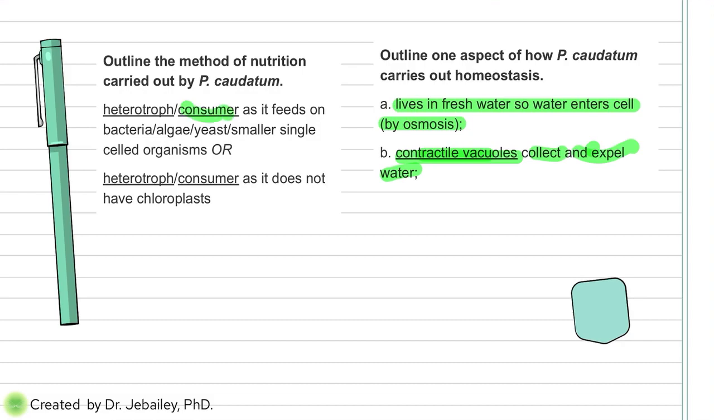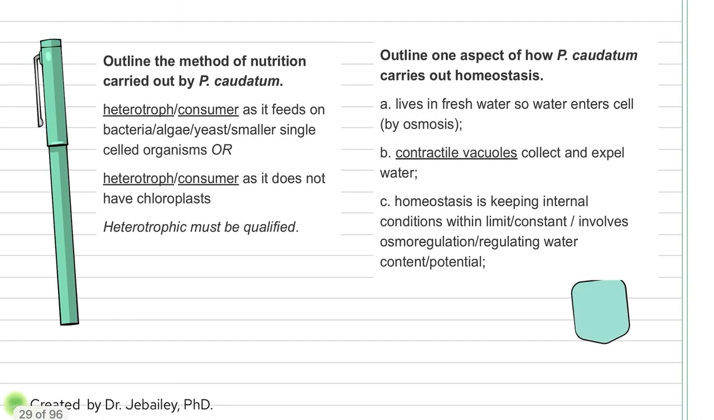Here, consumer or heterotroph, as you wish, it's feeding on bacteria, or you can say it does not have chloroplast. What does that mean? Chloroplast does photosynthesis. Its way of getting energy is by the light of the sun and producing sugar. But since it's not an autotroph, it's a heterotroph, it has to eat other things, in this case, bacteria. In the end, heterotroph must be mentioned, it must be qualified.